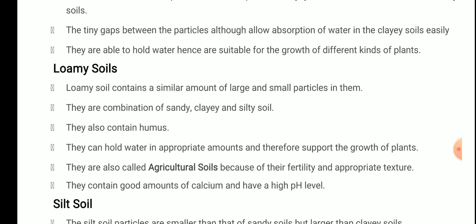Third one, loamy soil. Loamy soil contains a similar amount of large and small particles. They are a combination of sandy, clay and silty soil. They also contain humus. They can hold water in appropriate amounts and therefore support the growth of plants. They are also called agricultural soil because of their fertility and appropriate texture. They contain a good amount of calcium and have a high pH level.